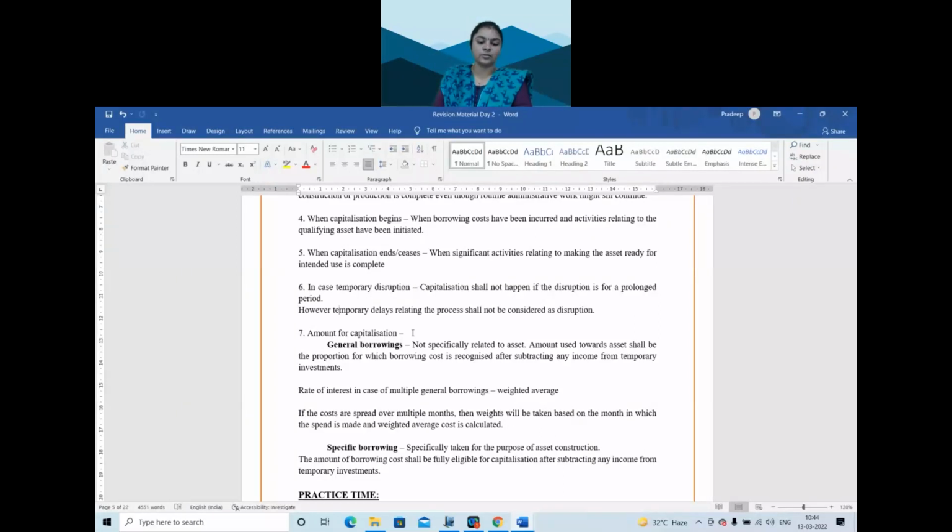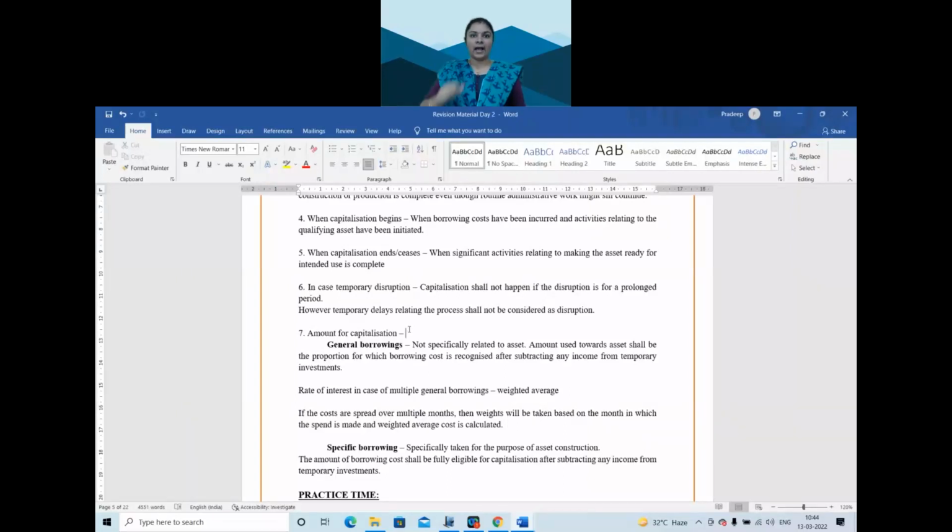So this is regarding the timing. Now coming to the last or the most important part, what will be the amount of capitalization? There are two types of borrowings, or there are two types of cost of borrowings, I can say. One, I have taken borrowings exclusively for this particular asset, specific borrowings.